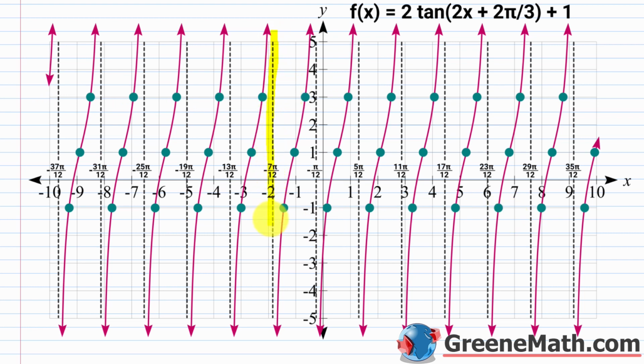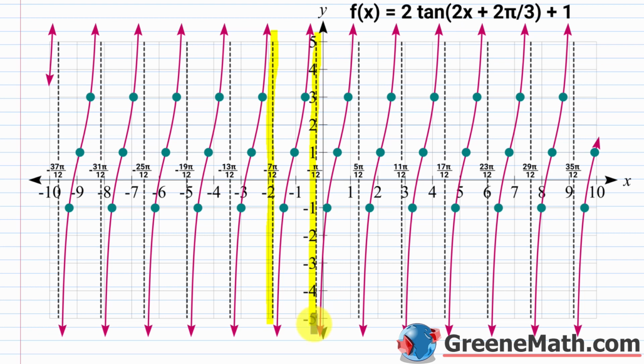So this is the vertical asymptote, and this is the leftmost one that we found. So x equals negative 7 pi over 12. Again, if you plug that in for x there, you're going to get undefined. So that's why you're getting a vertical asymptote there. Then this guy right here is going to be our x equals negative pi over 12. Again, if you plug that in for x there, you're going to get undefined. So you're getting this vertical asymptote here.